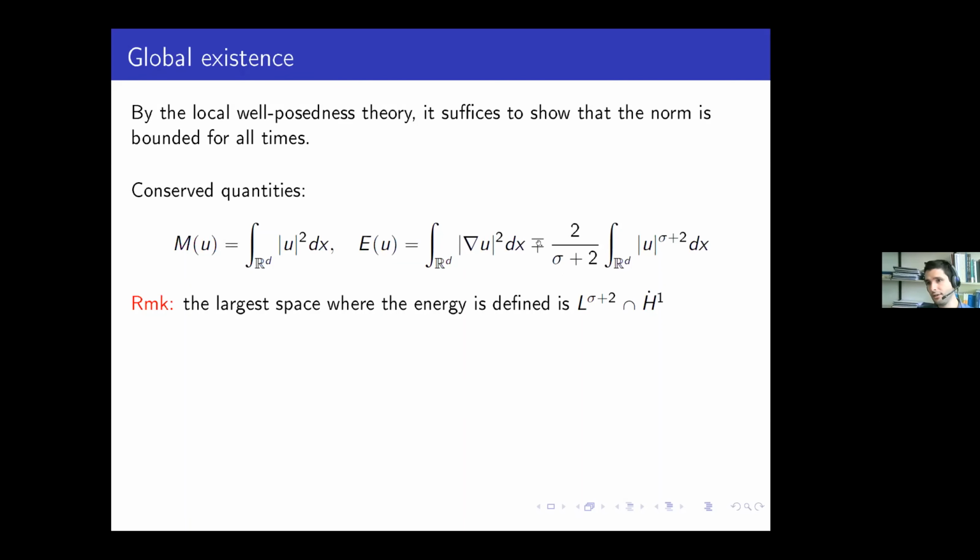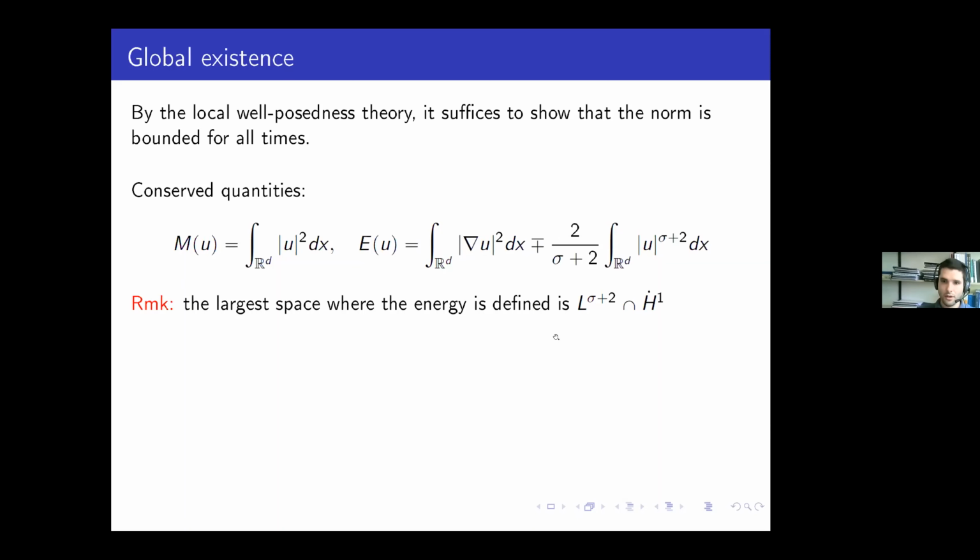With the sign here, it appears once again, and now it will be of relevance. The first observation is that in our context, we do not have the mass well defined because it's the L2 norm and we are not in L2. The second observation is that in fact, the largest space where you can define the energy is not H1, which is usually the space where people work, but in fact this space. You just need this L^p norm and this L^(sigma+2) norm and the homogeneous H1 norm.